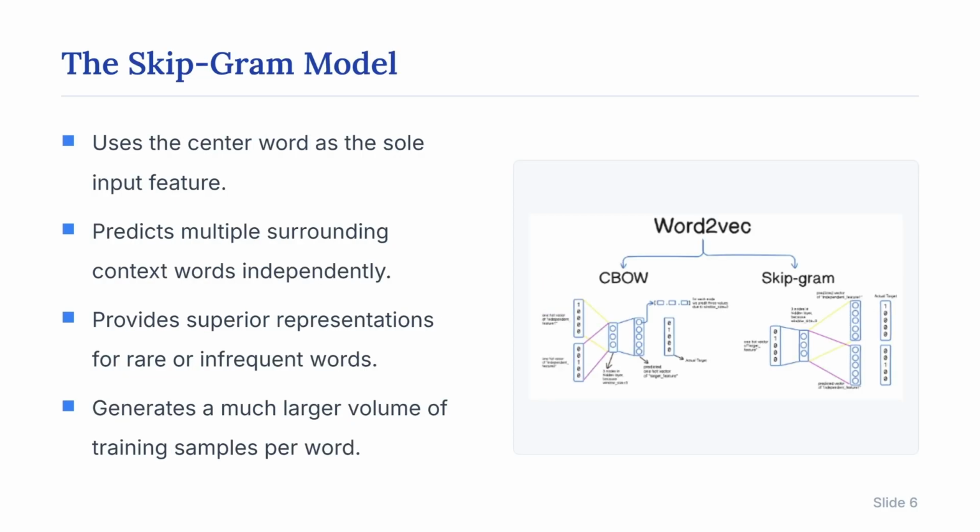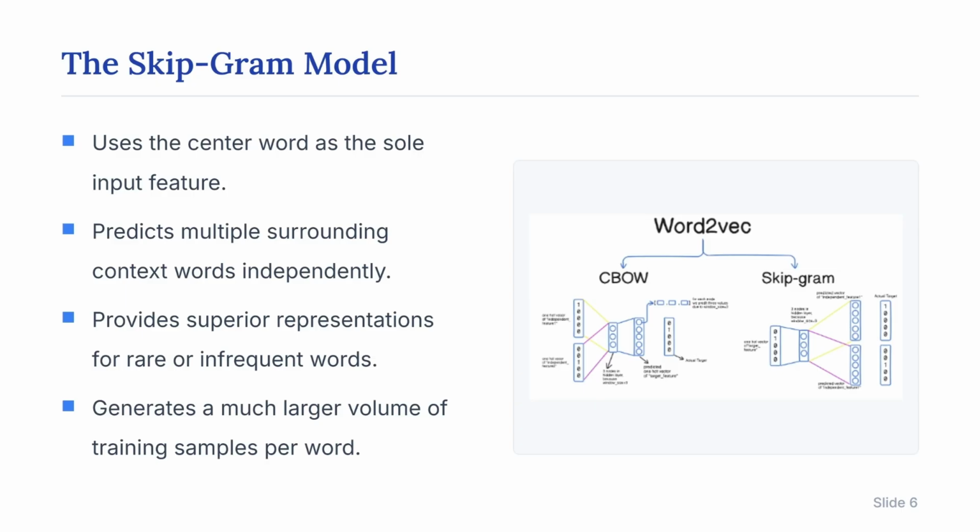The second model is skipgram. Unlike CBOW, skipgram takes a single word as input and tries to predict its surrounding context. So it reverses the direction of prediction. Let's use the same example. The quick brown fox jumps over the lazy dog. If our input word is fox and the window size is 2, the model will try to predict quick, brown, jumps and over.